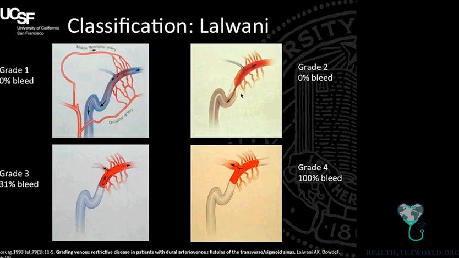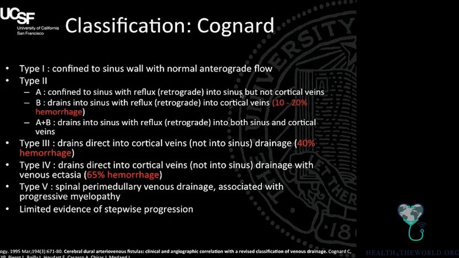So here are just some classification systems. Again, I think classifications are important if you're going to read papers or you're going to do research, but ultimately the big thing to remember is that as they parasitize the cortical venous drainage of the brain substance, that's the thing you need to worry about.